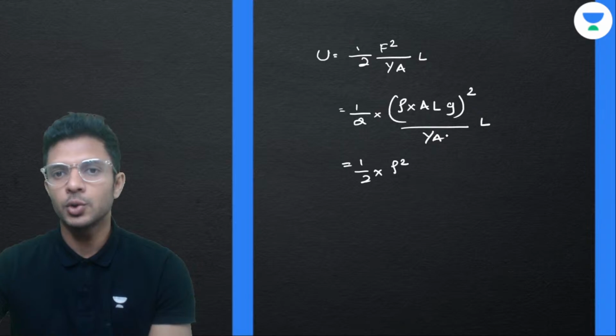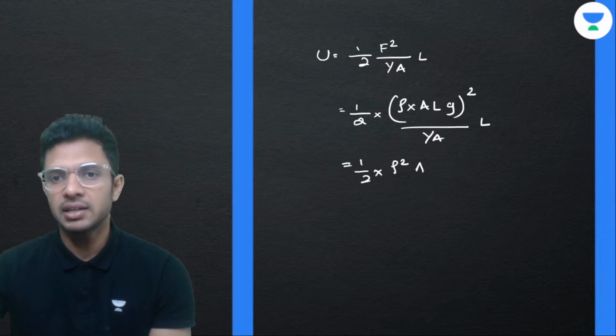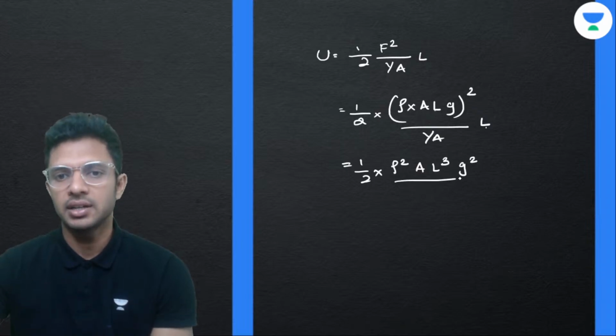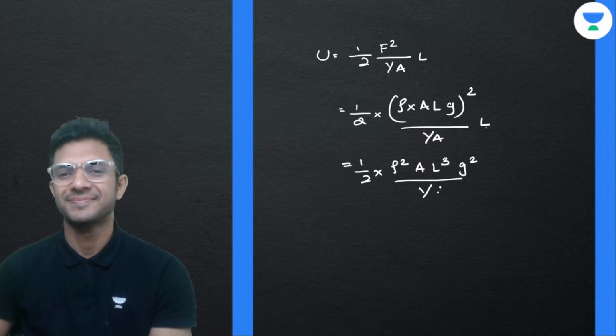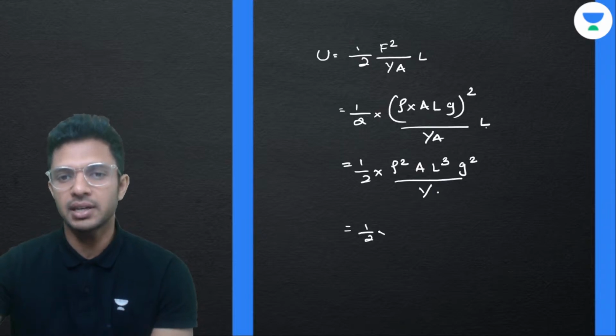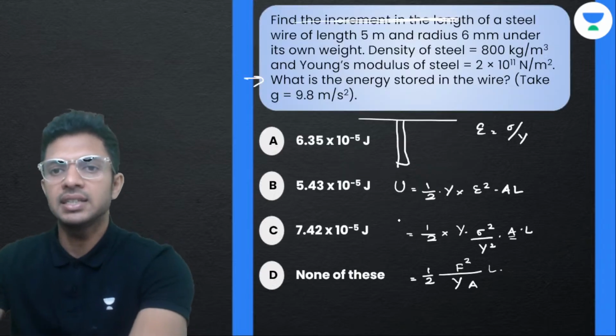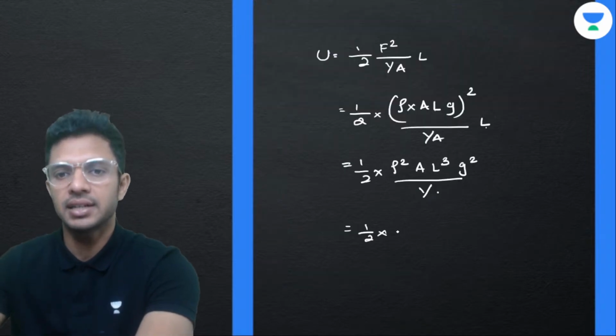Half rho square, A square by A, one A, L square into L, L cube, g square divided by Y. Got it? Yes? ठीक है. Now कुछ भी नहीं है, substitute करना है बाकी है. Half into density square, how much is the density given? 800. So 800 का square हो जाएगा.